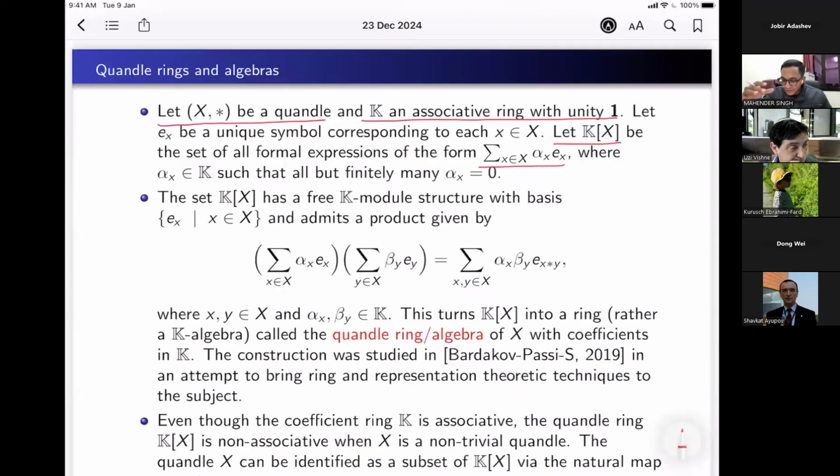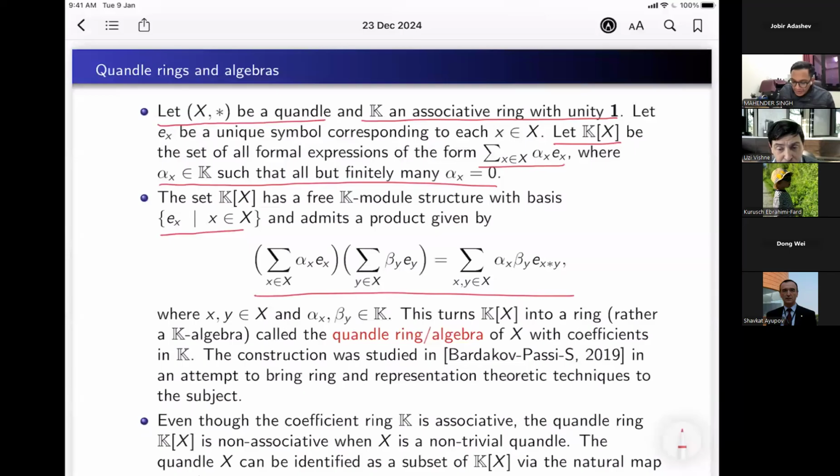There is a conflict with the operation in the quandle and the operation in this ring that we are going to construct. So just to be on the safer side, we denote these generators corresponding to elements of X by E_x, where α_x is in K and only finitely many of these coefficients are non-zero. So it's just similar to how we define a group ring or a group algebra. Then this K[X] has a free K-module structure with basis E_x, and there is a multiplication.